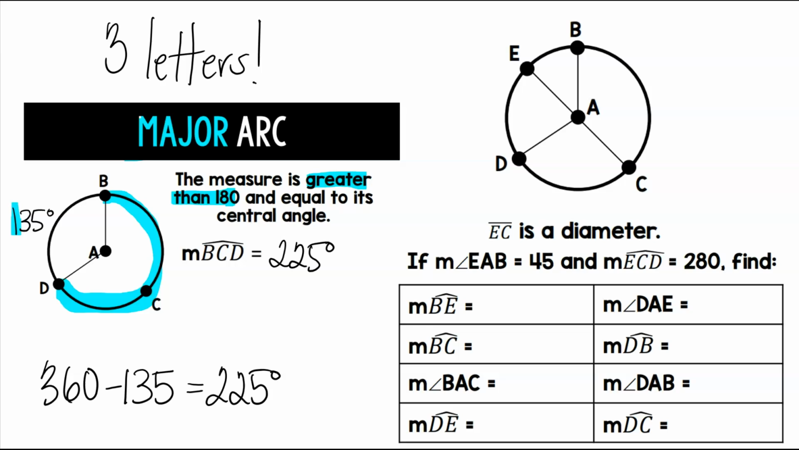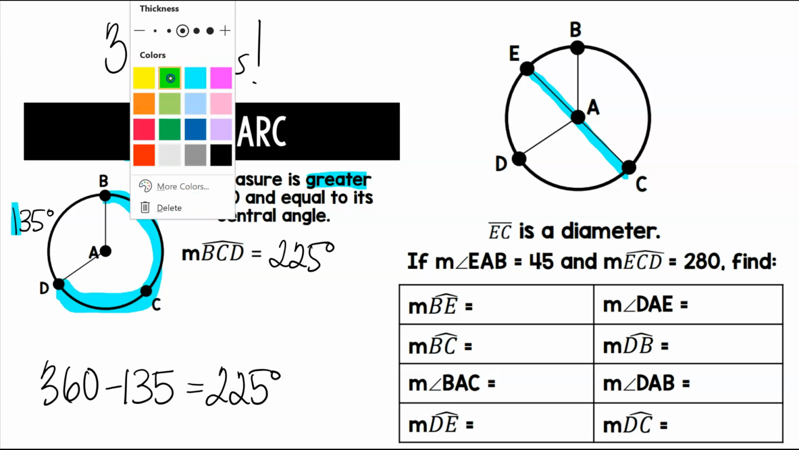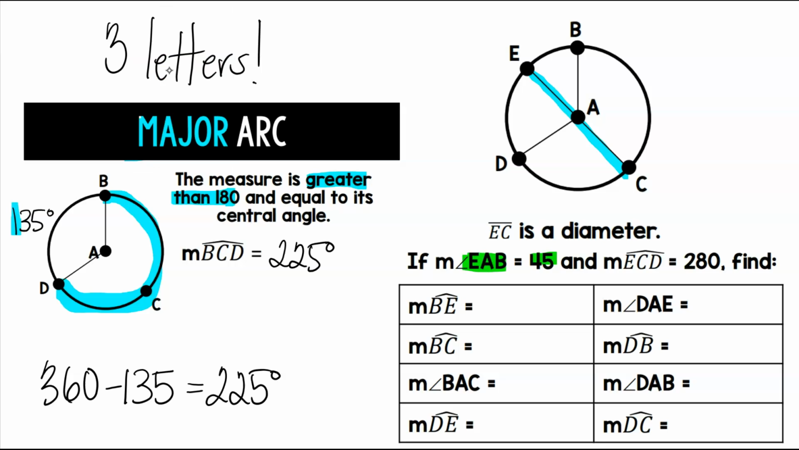EC is a diameter, which is important because it will split the circle into 2 semicircles, a left semicircle and a right semicircle, each one adding to 180 degrees. The measurement of angle EAB is 45 degrees. So from E to A to B is a central angle because its vertex is on the center. That's 45 degrees, which means the crest, aka the intercepted arc, is also 45 degrees.